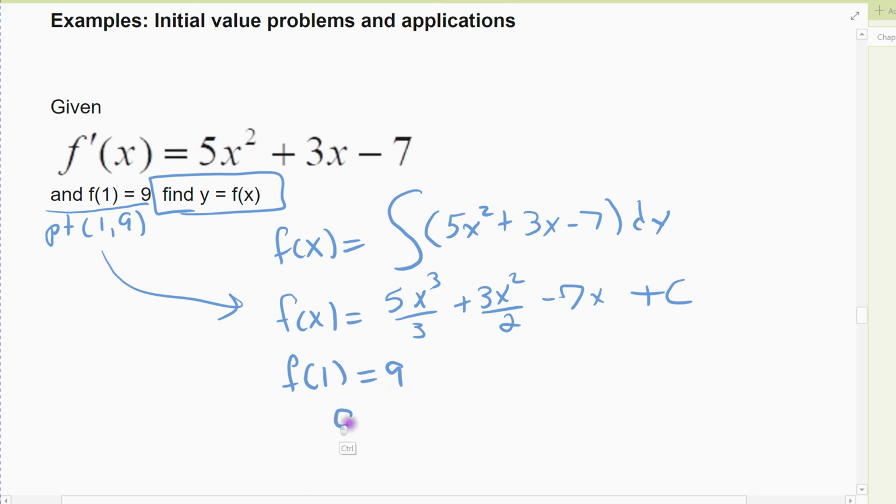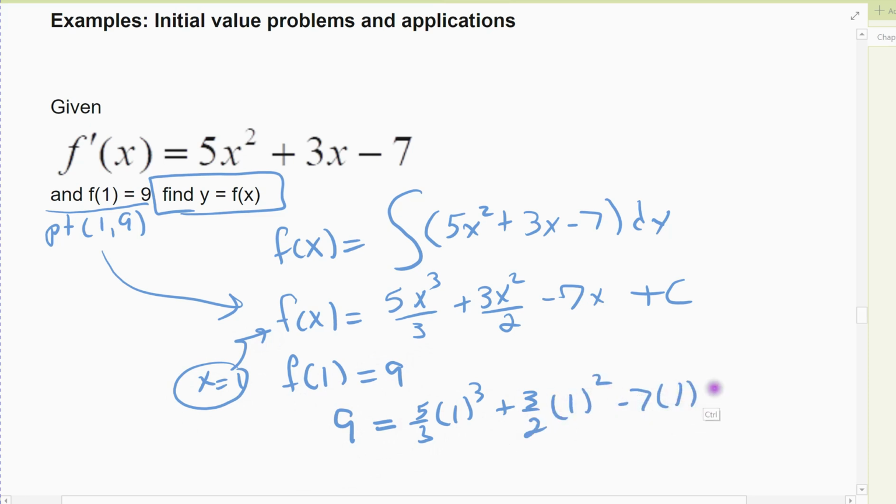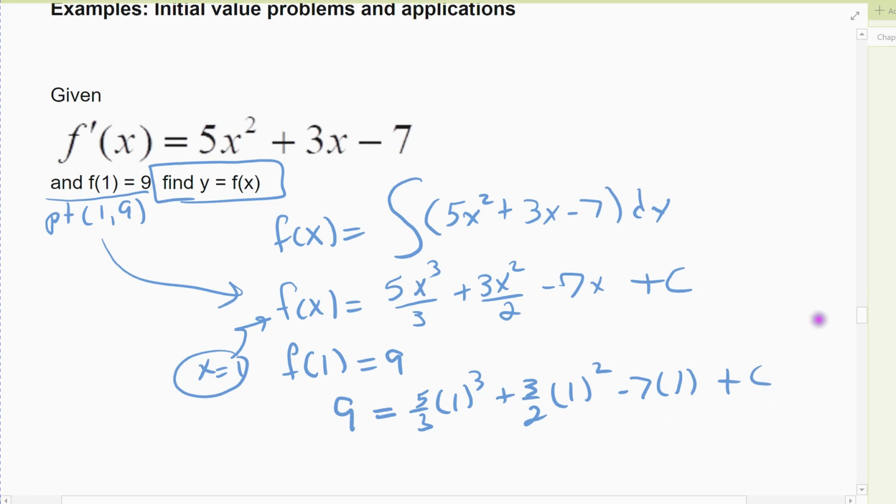And so that's the fact that we're going to use. 9 should come out when I plug in 1 for x. So we take x and plug 1 into it. So I get my 5 thirds times 1 cubed plus my 3 halves times 1 squared minus 7 times 1 plus c. And now I solve for c.